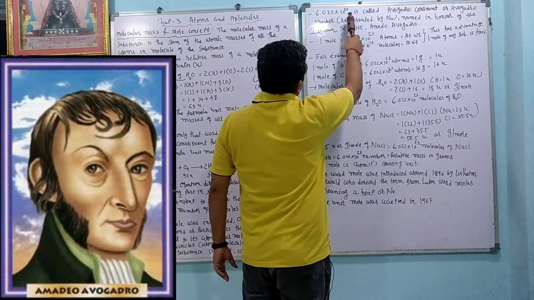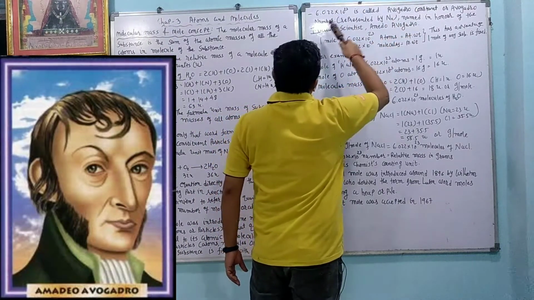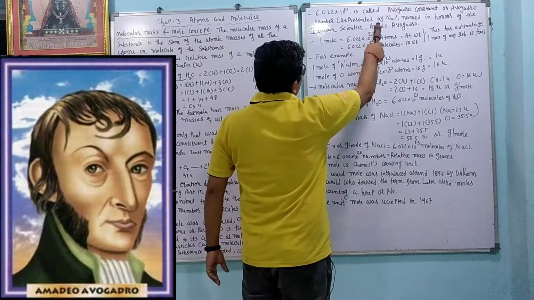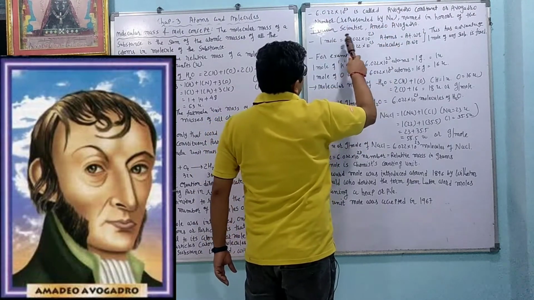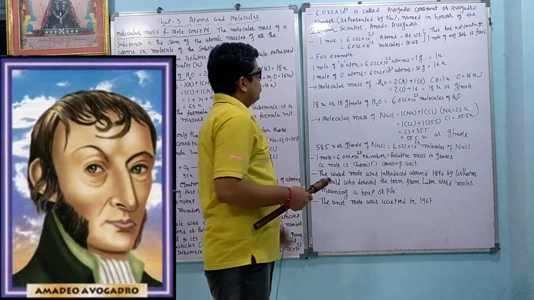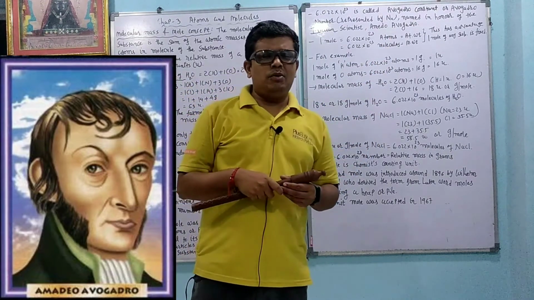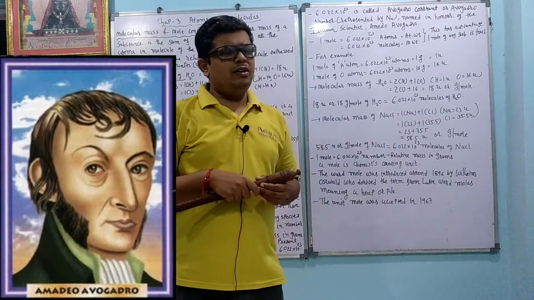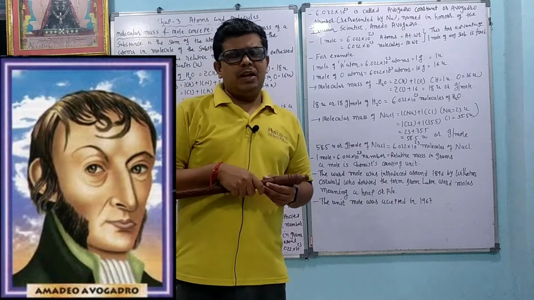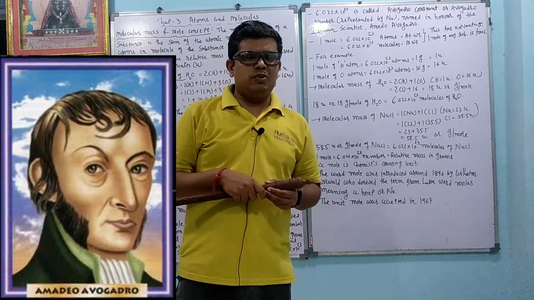6.022 into 10 raised to 23 is called the Avogadro constant or Avogadro number, represented by the capital N0, named in honor of the Italian scientist Amedeo Avogadro. So this value is given by Amedeo Avogadro, and he was from Italy, and the value is 6.022 into 10 raised to 23.